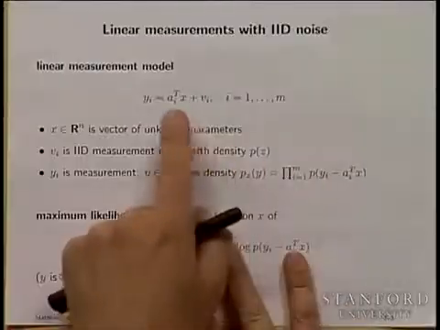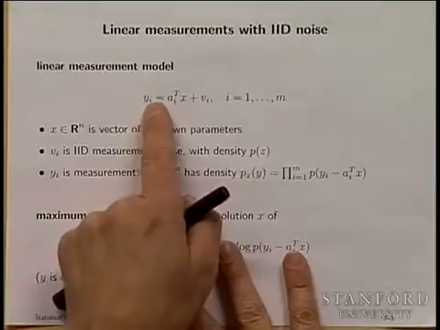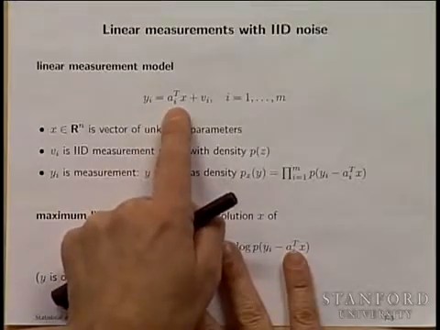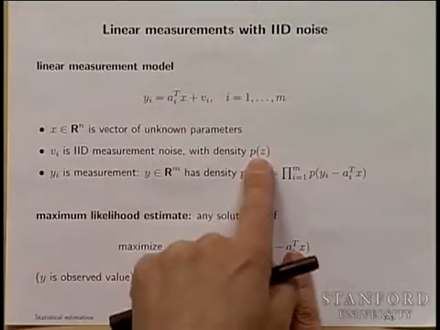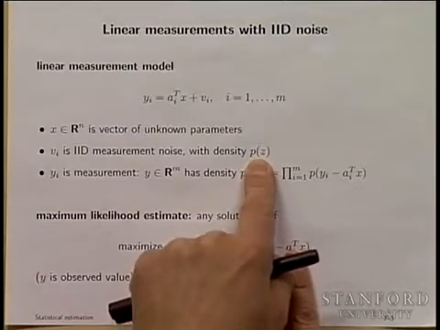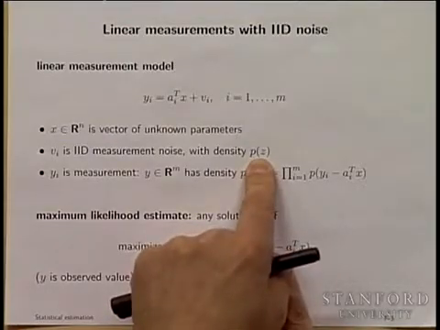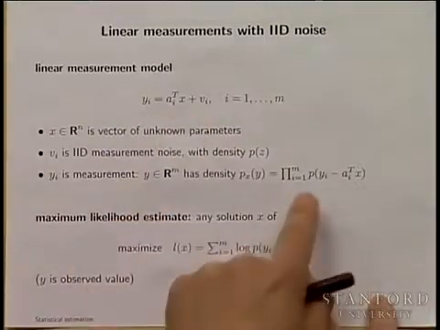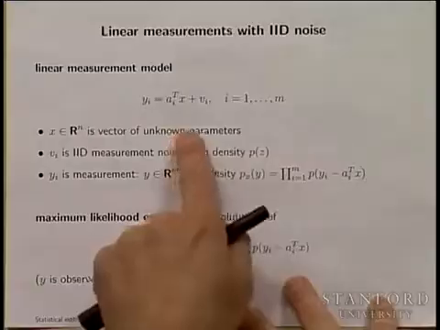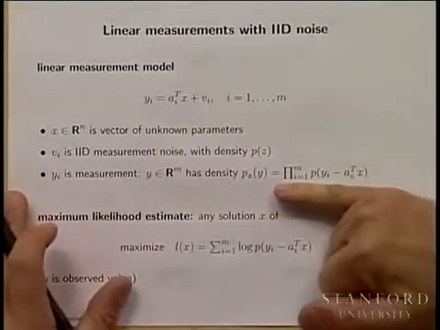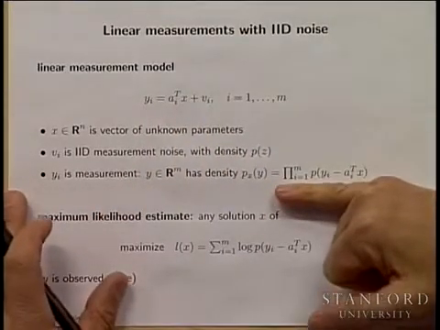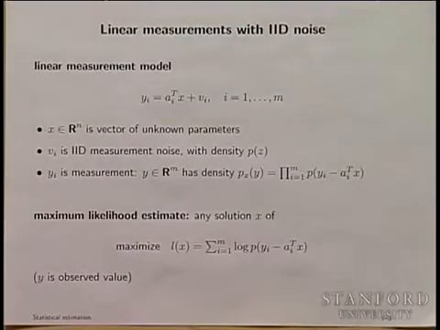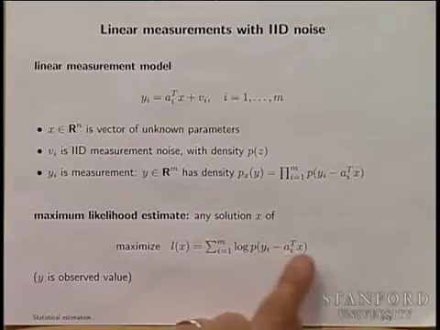Okay, so the density of this clearly is simply you take yi minus ai transpose x, and that of course has this density, and they're independent. So the probability density, if you fix x, this is the parameter, is simply the product of these because they're independent samples. That's the density. You take the log of that, that's the log likelihood function, and you get this thing here.